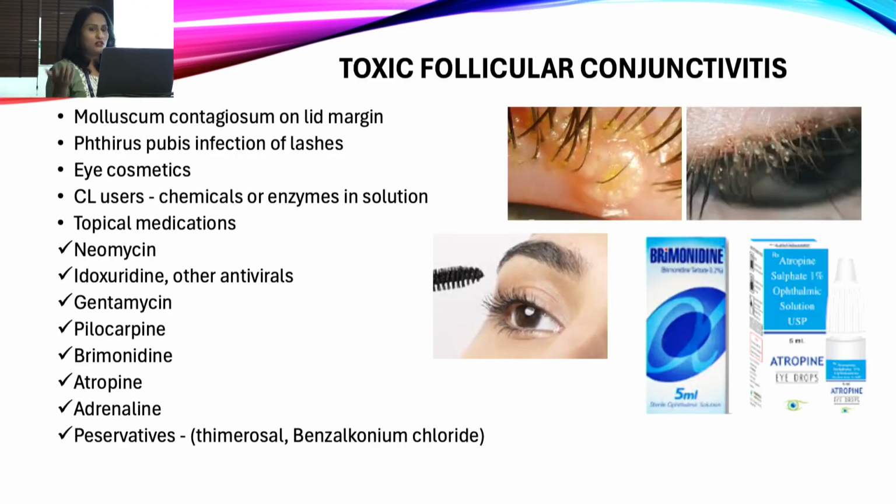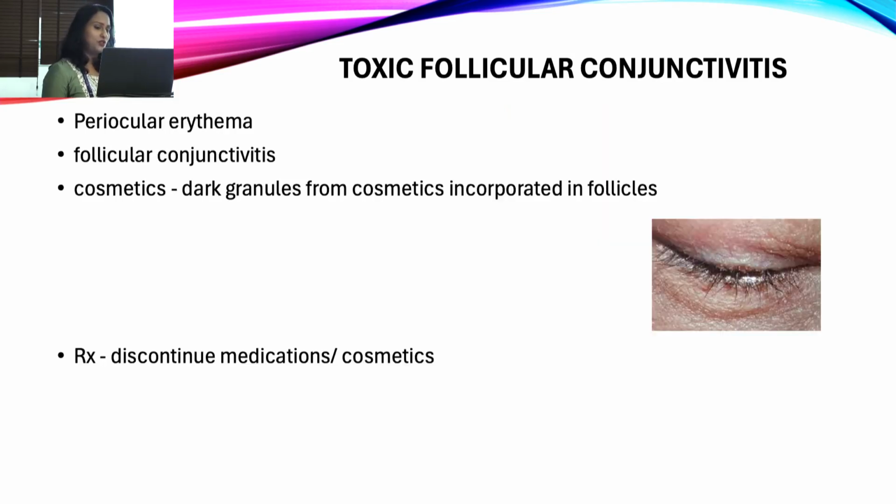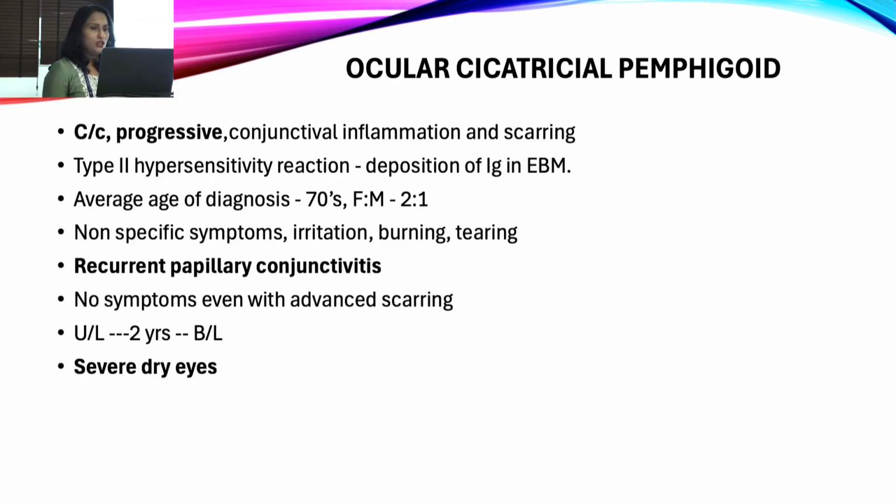This is similar to the allergic dermatoconjunctivitis, that is toxic follicular conjunctivitis, usually seen with topical medications, or molluscum contagiosum, which is seen in the lid margin, pthiriasis pubis on the lid margins, cosmetics. This also we discontinue the medication or we treat the underlying condition. Now come a few slides about the cicatrizing conjunctivitis conditions. That is, one is ocular cicatricial pemphigoid. This is a chronic progressive condition. We need to have this suspicion in our mind when we see a chronic patient of conjunctivitis, because this is a progressive condition which can go on to cicatrizing complications.